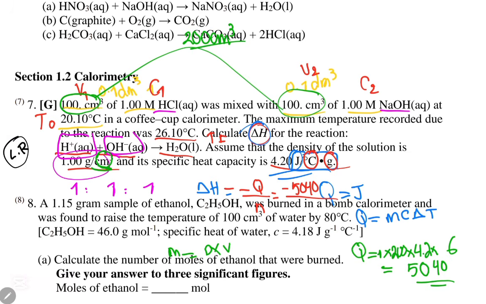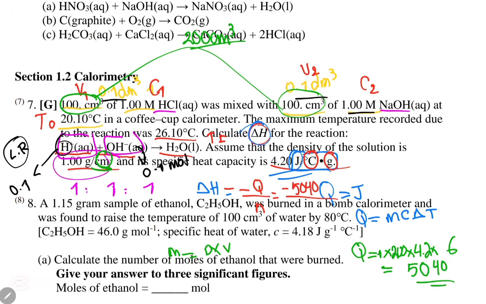How do I find my limiting reagent? I will say this is 0.1 decimeter cubed times 1. So this is 0.1 mole. Okay? So let me take it as H plus. So H plus will give me 0.1 mole. Here, again, 0.1 decimeter cubed times 1 molarity. So this will give me 0.1 mole.